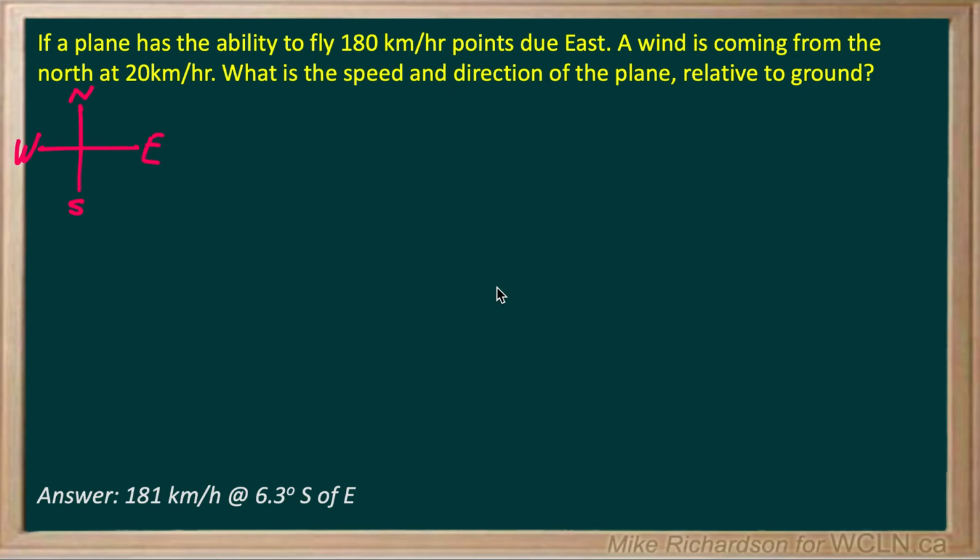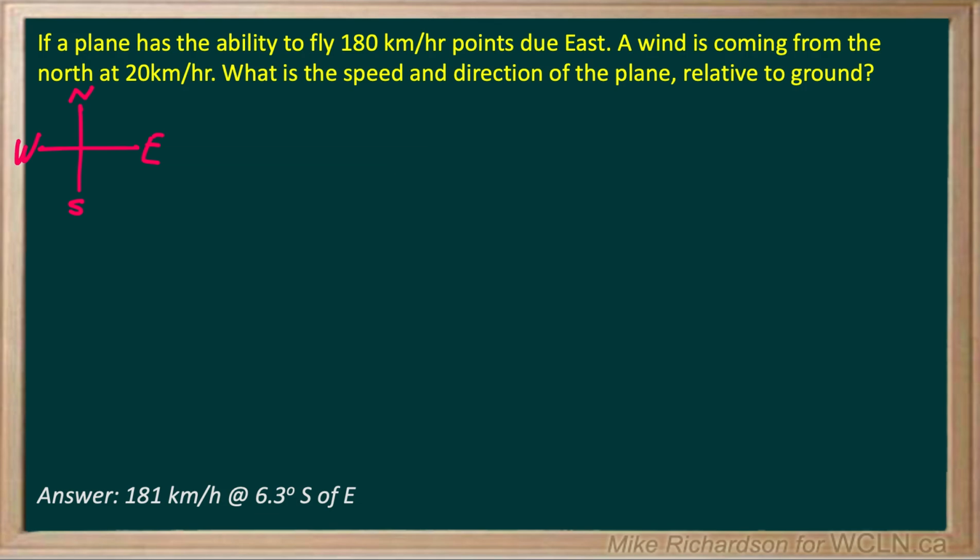We've got a plane with the ability to fly 180 kilometers an hour, pointing due east. However, there's a wind coming from the north at 20 kilometers an hour, and we want to know the speed and direction of the plane from somebody standing on the ground. So what's the overall combined effect of the wind and the plane's velocity together?